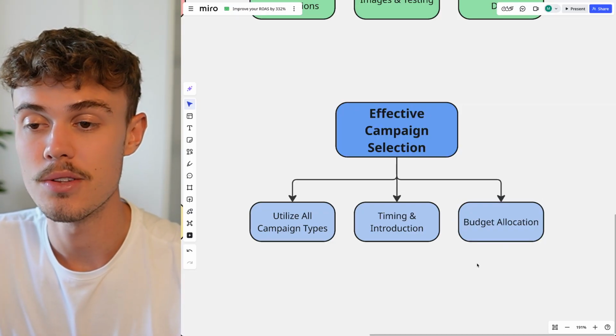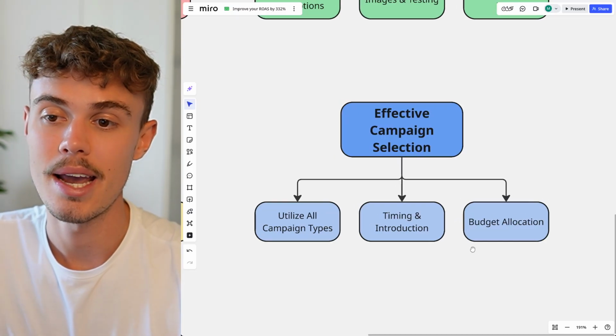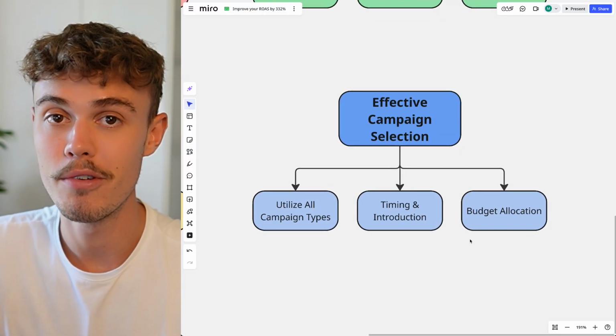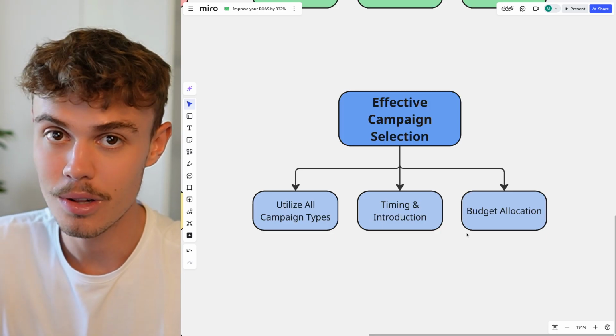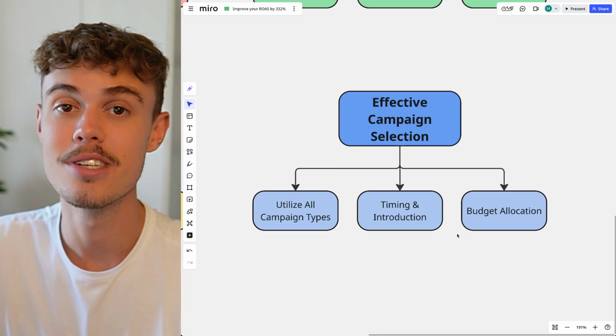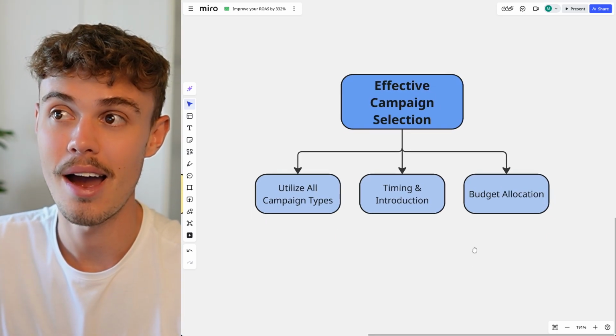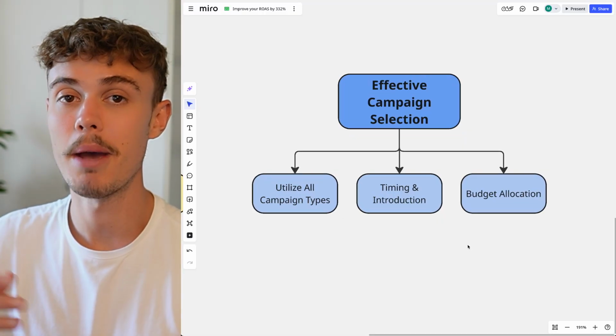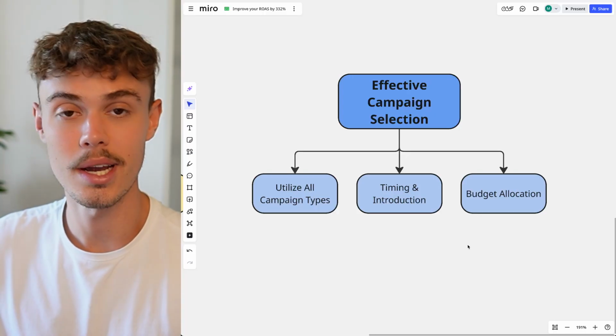And then you've got budget allocation. So make sure that you are allocating your budget in the right places. This is obviously easier said than done, but if you have a high performing campaign, you should be giving it a lot more budget than your low performing campaigns. And I know this sounds simple. However, I honestly couldn't tell you the amount of times I've gone into an account and seen one campaign is absolutely killing it, but it's not getting any budget, right?